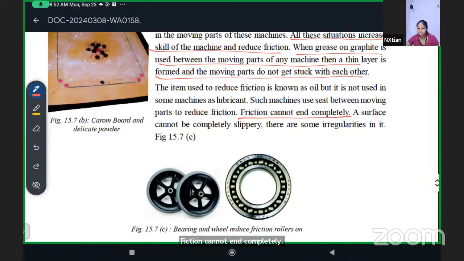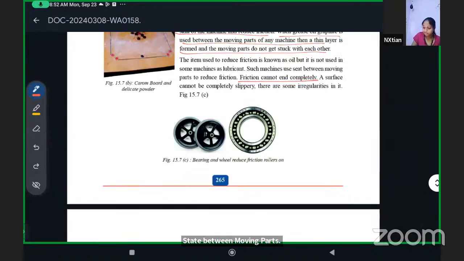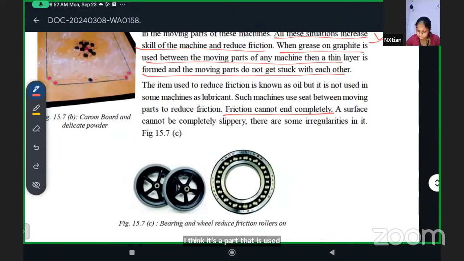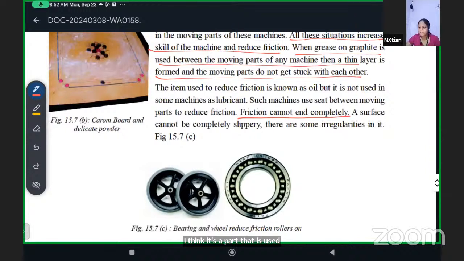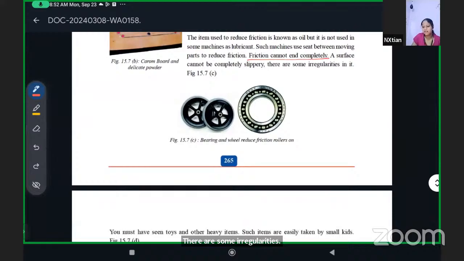What between moving parts? Seat between moving parts. What is a seat? I think it's some part that is used between the machine. Okay, and yes, friction cannot end completely, but we can reduce it. It can be reduced, but it cannot end. A surface cannot be completely slippery. There are always some irregularities.